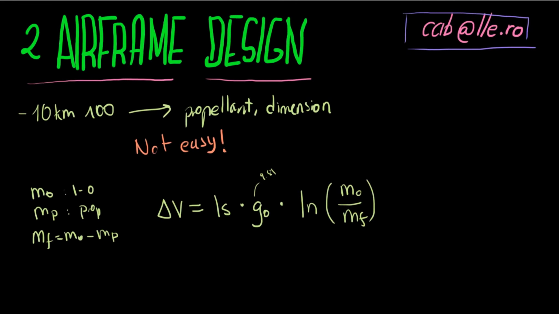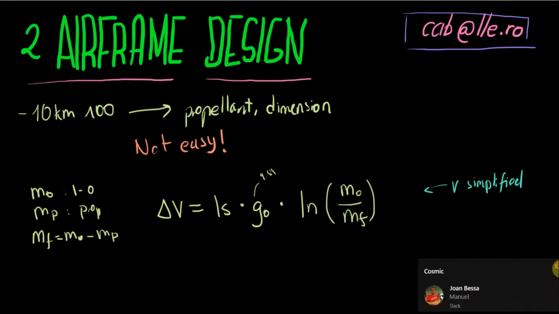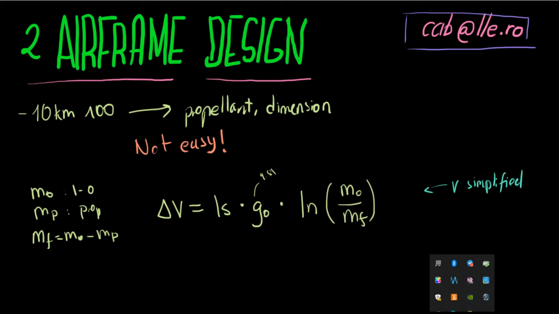This is a very, very, very simplified equation, okay? We're just going to take a look at this just to see what's the problem with doing a rough prediction of how a rocket's going to have to be to comply with some requirements.